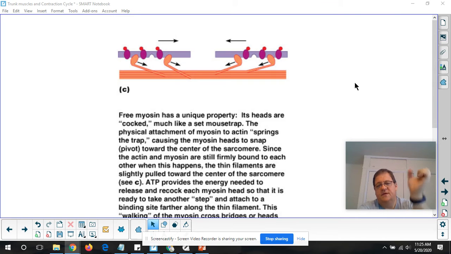So cross bridge, grabs a hold, power stroke, move, detach, got to let go, to reset, to grab, to power stroke. It's like a handshake. You have the cross bridge, the initial handshake, cross bridge, power stroke, detachment, reactivation. You move to the next person, cross bridge, power stroke, detachment, reactivation.